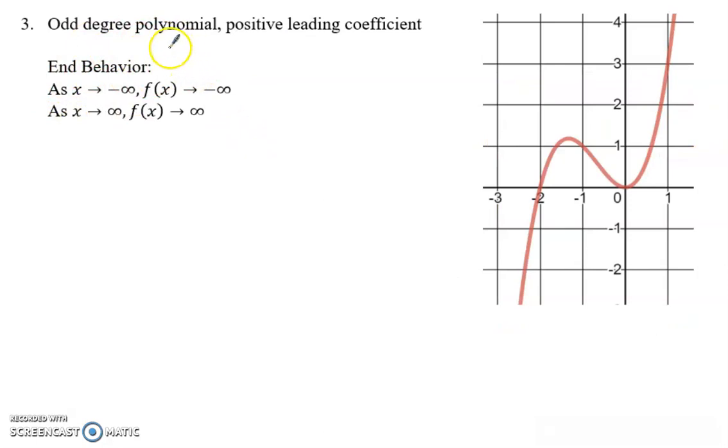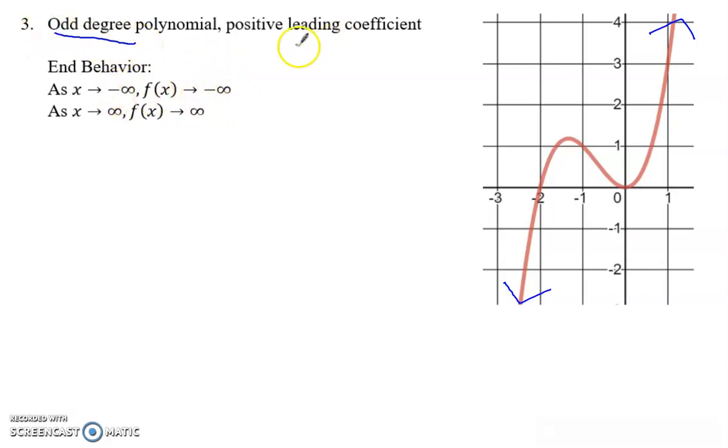For an odd degree polynomial with a positive leading coefficient, again, this is an example. This is not the only way it can look, but the ends are what we're looking at here. So for the left end behavior, as x approaches negative infinity, notice as we go to the left, we're going down. So as x approaches negative infinity, f of x approaches negative infinity. And as x approaches positive infinity, as we're going right, okay, f of x approaches positive infinity. As we're going right, we're going up. As we're going left, we're going down. As we're going right, we're going up. So that leads to this end behavior.